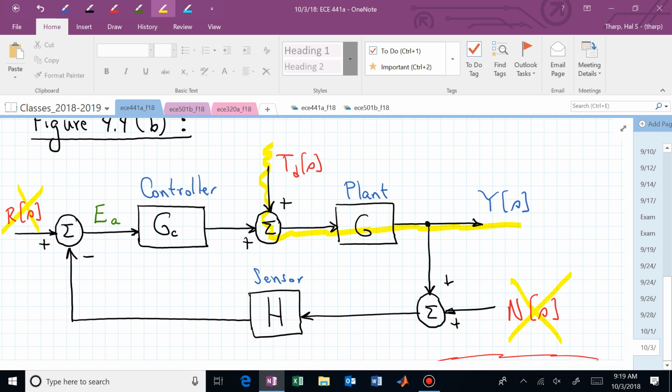What's the path from t sub d to y? This is difficult. G. Right? That's the path. What's the loop? Or loops?